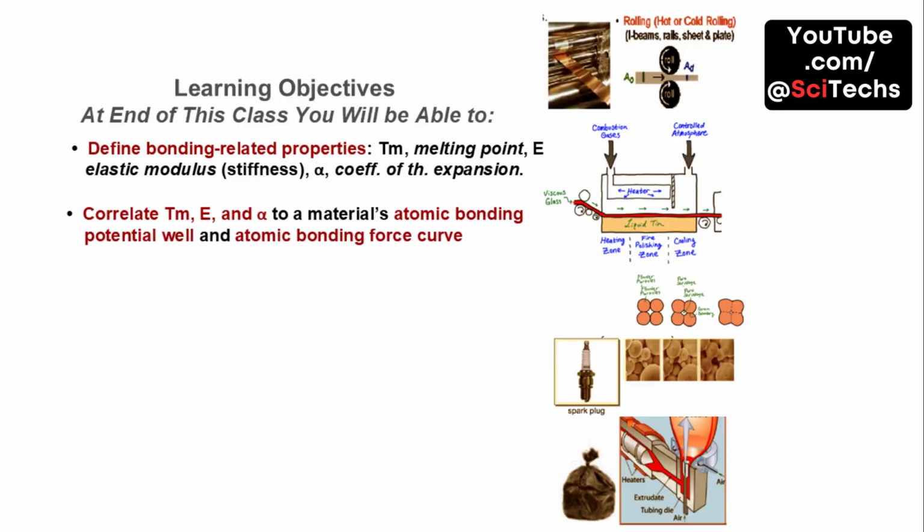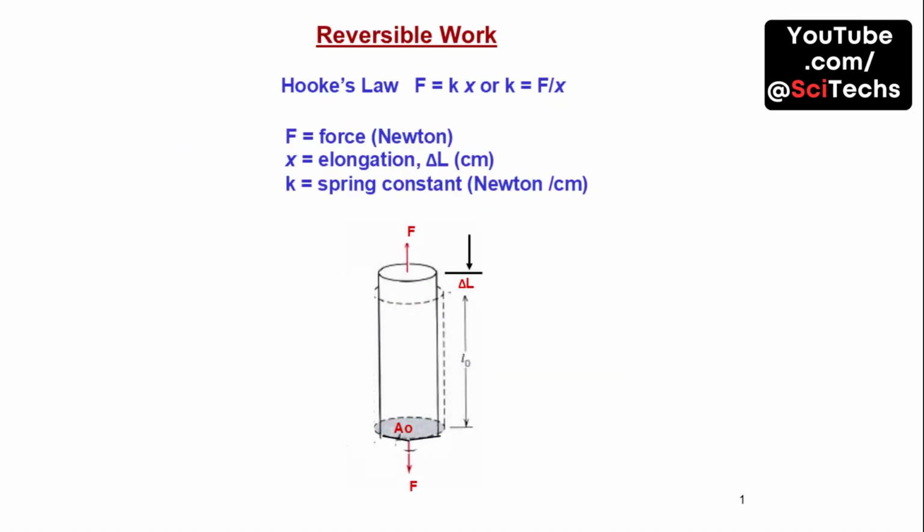By the end of this class, you will be able to define key bonding-related properties such as melting point, elastic modulus, and coefficient of thermal expansion. Additionally, you will learn to correlate these properties to a material's atomic bonding potential and atomic bonding force curve. Understanding reversible work is crucial.